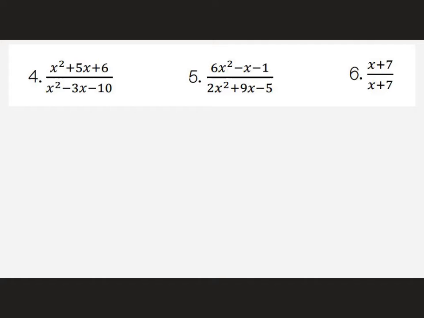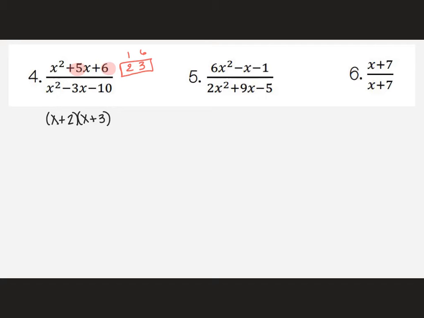Continuing to simplify, again, we want to factor. For the numerator, I'm looking for factors of 6 that add to be 5. So factors of 6 would be 1 and 6, or 2 and 3. The ones that add to be 5 would be 2 times 3. So I can rewrite this as x plus 2 times x plus 3.